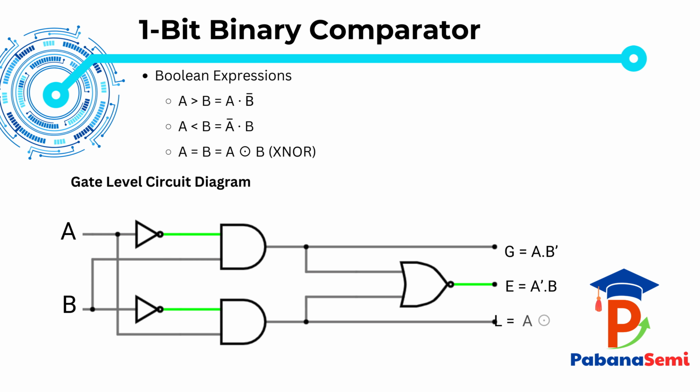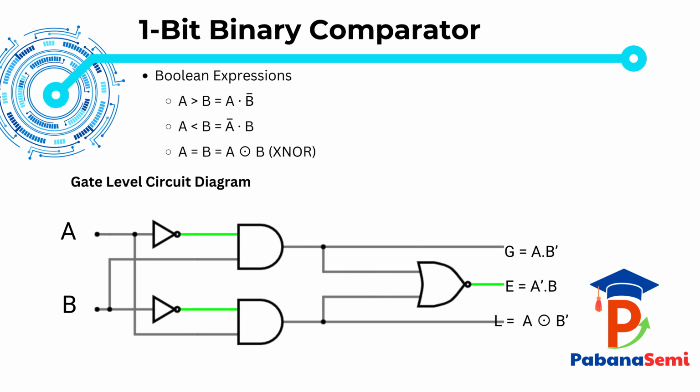Let's convert the one-bit comparator truth table into Boolean expressions and then into a gate-level circuit. First, for A greater than B, A must be 1 and B must be 0. So the expression is G equals A times B prime. Next, for A less than B, A must be 0 and B must be 1. So the expression is L equals A prime times B. And for A equal to B, either both are 0 or both are 1. That condition is an XNOR, so E equals A XNOR B.